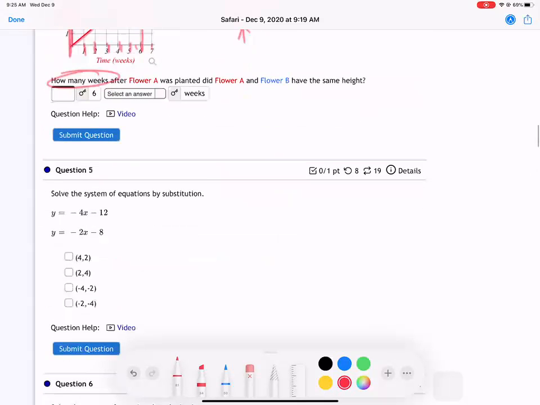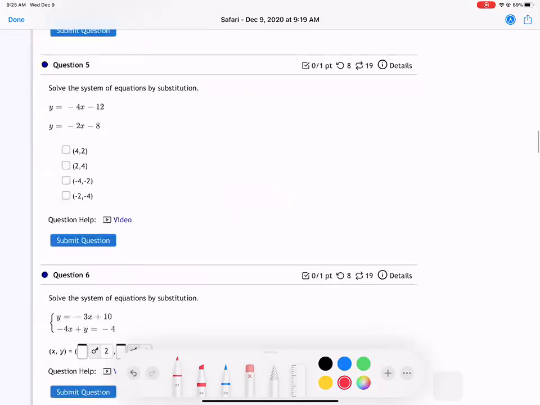Okay, we're going to solve this next system by substitution. And remember, when we substitute, we try to plug in one variable for the other. And since y is equal to -4x plus 12, y is equal to -4x plus 12 is equal to -2x minus 8. So this is how we combine our two equations to become one. When 2 become 1 here, we're going to solve for x.